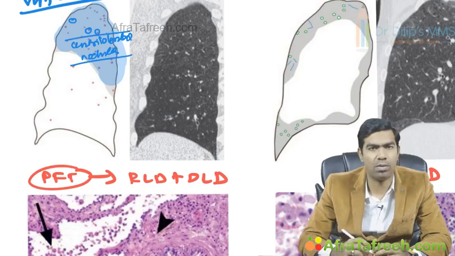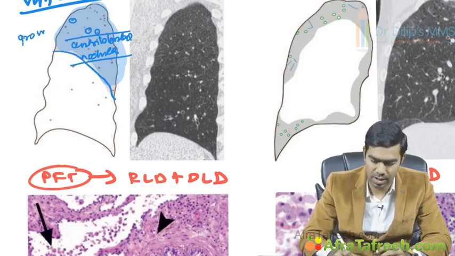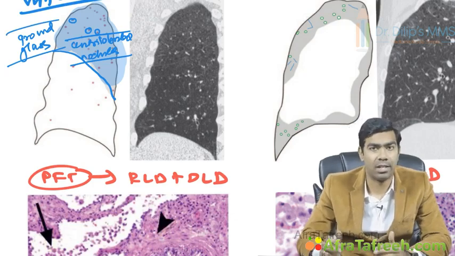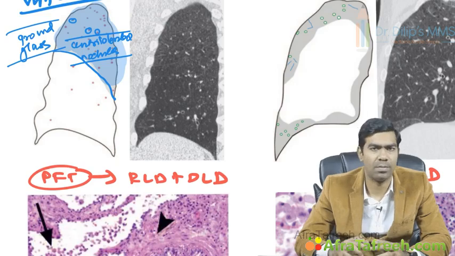Typically, mostly in the upper lobe. At the same time, there will be ground glassing. A minimal ground glassing, not extensive ground glassing like what you see in NSIP, which we'll discuss later on. I told you in the overview of ILDs. But here you will see a little bit of ground glassing. But anyways, that will be predominant in the upper lobe.